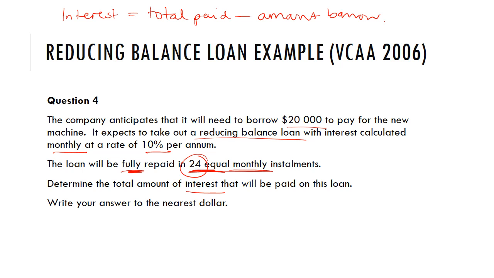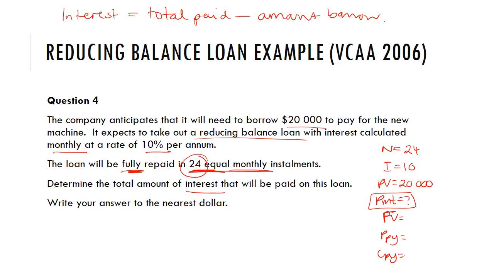So first thing we want to do is in our finance solver, enter what we can, solve for what we need, which in this case is our payment value. And so first up, N, we're going to pay 24 repayments. My interest rate is 10%. I've borrowed $20,000, so I have $20,000 in my pocket. It's a positive. I want to know what my payment is, so I'm going to work that one out.